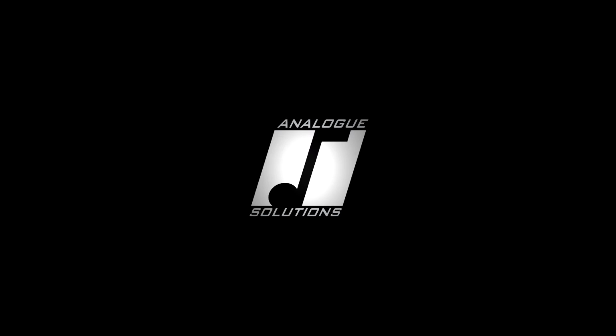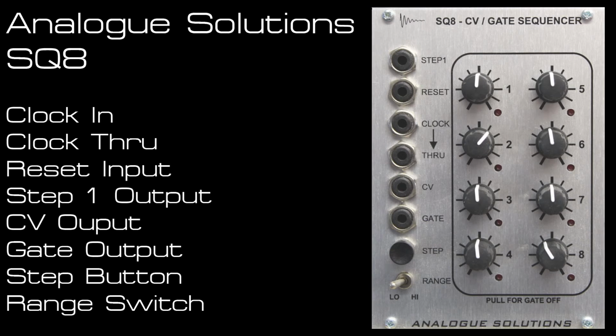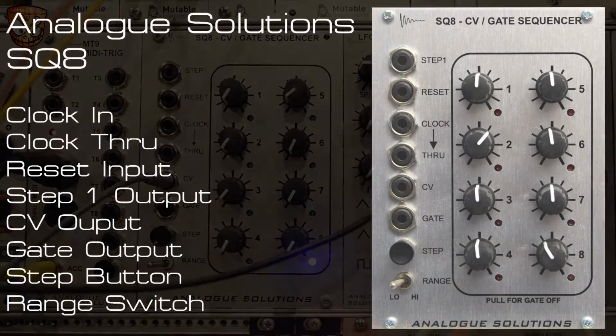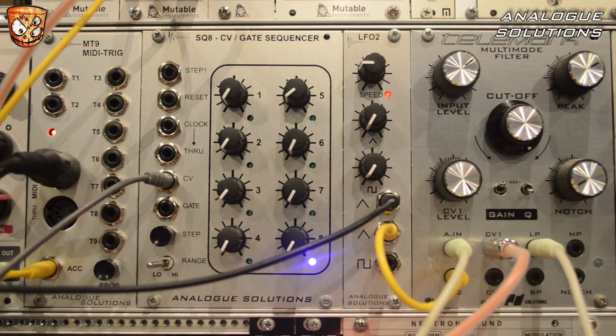Here's the SQ8 sequencer from Analogue Solutions, which features both gate and CV sequencing. I create a patch highlighting all the features and then use the modular audio rate and also for some filter sequencing as well. I'll take you through the features of the Analogue Solutions SQ8 gate and CV sequencer.